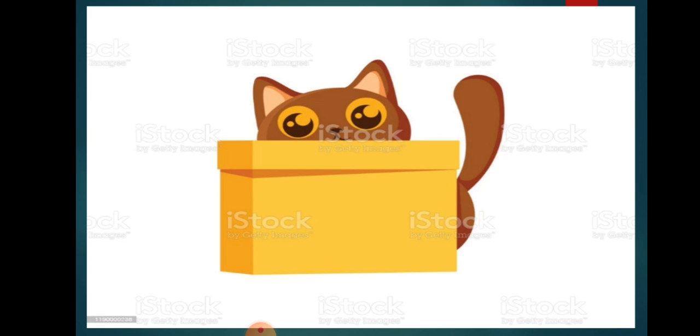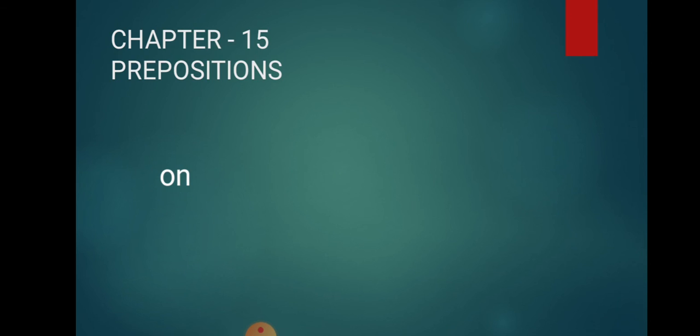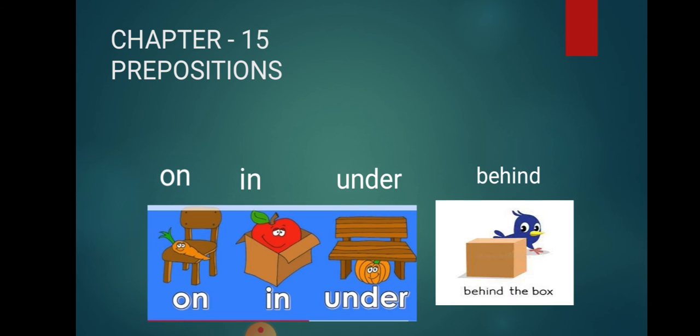Where is the cat? The cat is behind the box. On, in, under, behind. All these are prepositions. And prepositions are words that tell you where something is positioned or located.